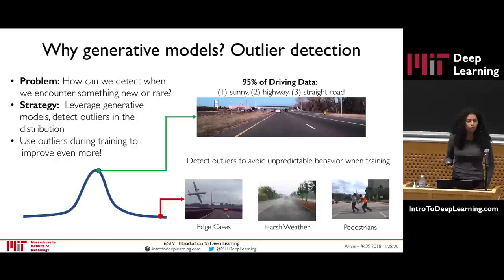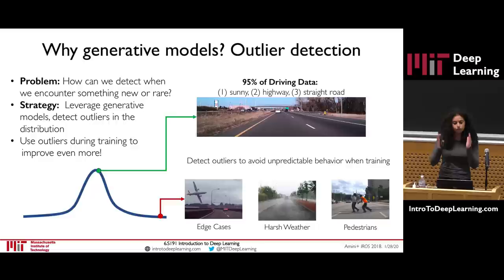Another great example is this question of outlier detection. If we go back to the example problem of self-driving cars, most of the data that we may want to train a control network that Alexander was describing may be very common driving scenes, so on a freeway or on a straight road where you're driving.